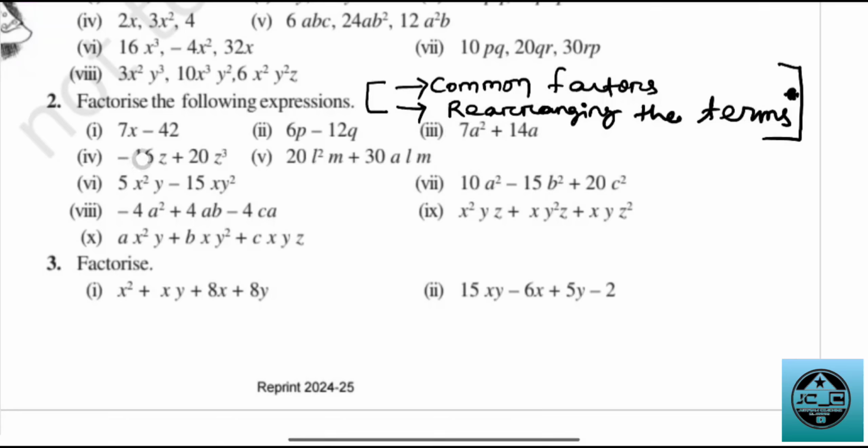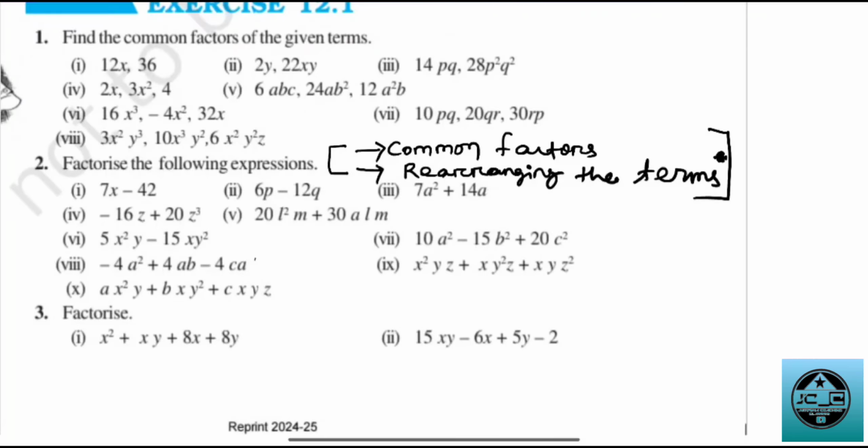So now we will be starting question number 2. Question number 2: factorize the following expressions. We know two different methods to factorize algebraic expressions, but since we have not been to the identity method, actually we have three different methods.